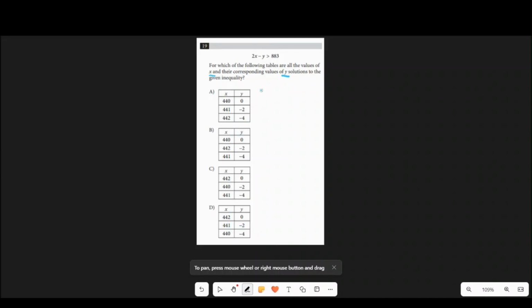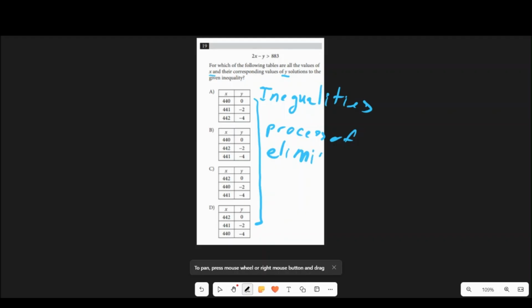So just to review, the underlying concept is inequalities, right? So that's what we need to remember, the underlying concept is inequalities, and then to solve this problem, we're going to do a kind of process of elimination, right? Okay, that is what we're going to use to solve it.